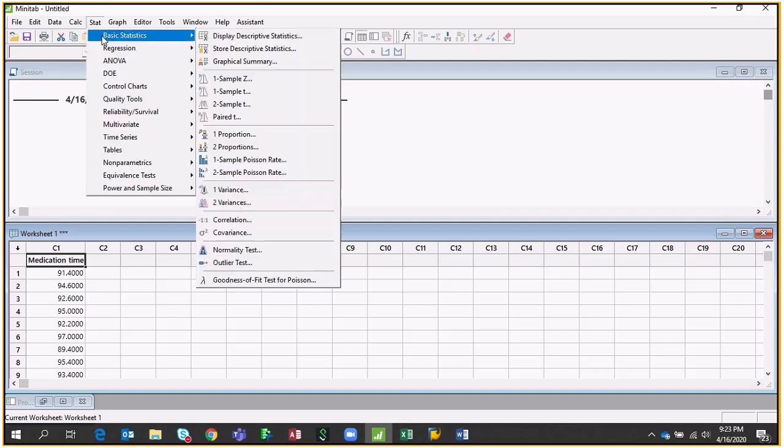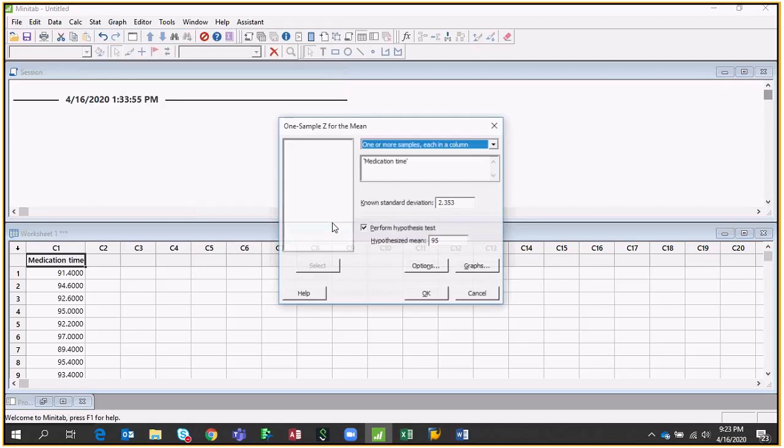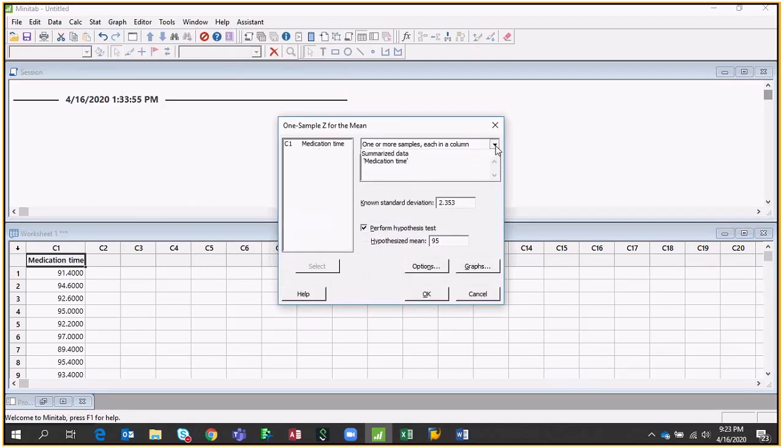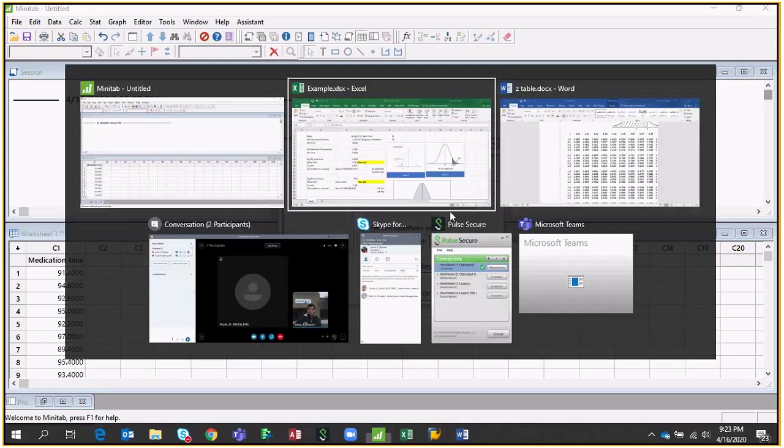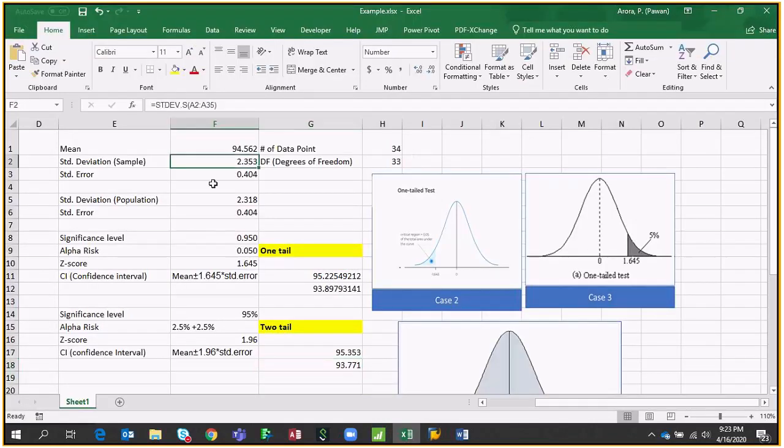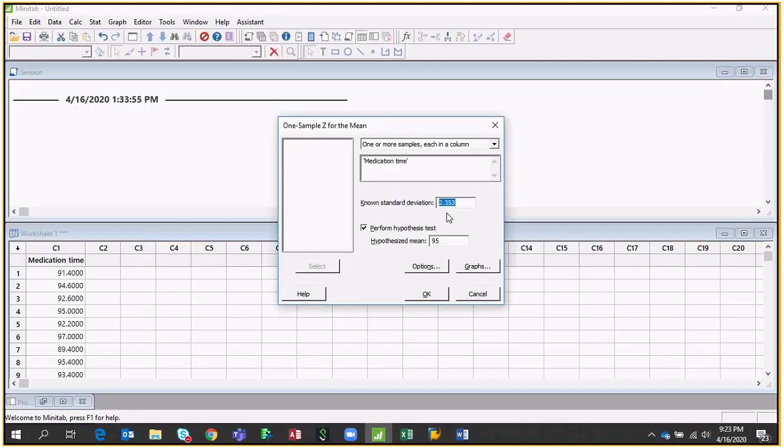So just go to Stat, Basic Statistics, and go to One Sample Z test. When you go to One Sample Z test, you have to select the medication type, and please don't forget there are two options: one is called summarized data, and another is called one or more samples, each in one column. We have everything in one column, right? And then the known standard deviation is 2.353. Why? Because if you go to your Excel file, you have the standard deviation here, 2.353. So I put 2.353 here.